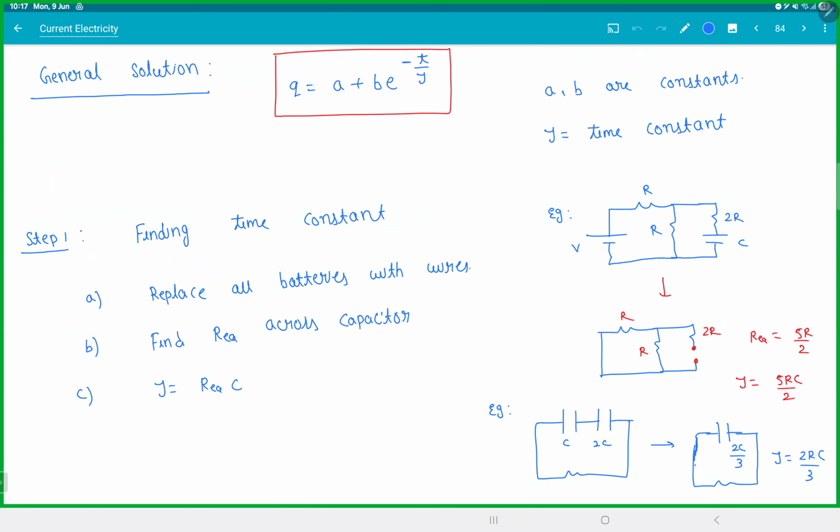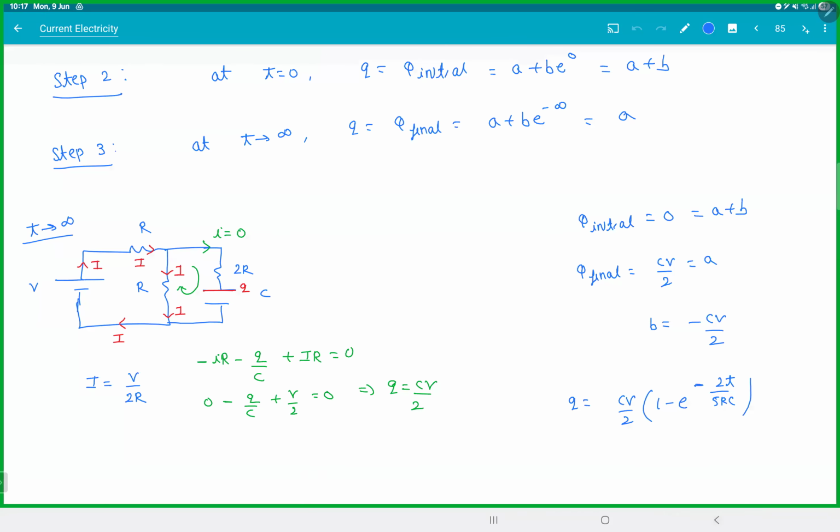Step 1, finding the time constant. That itself is a mains level question. They'll give you a circuit and ask you to find the time constant. Step 2, initial charge, that will be given. Step 3, steady state, we have to find the charge, which you know how to do. Once you know these three things, substitute in A plus B e power minus t by tau, and you're done.